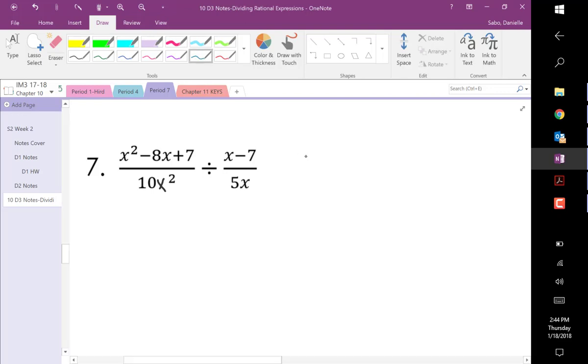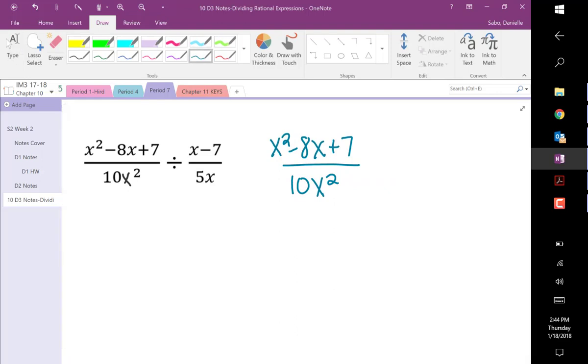All right, we keep it. X squared minus 8x plus 7 all over 10x squared. You're keeping it. Then I change it to multiplication, and I flip the fraction. So I have 5x all over x minus 7.